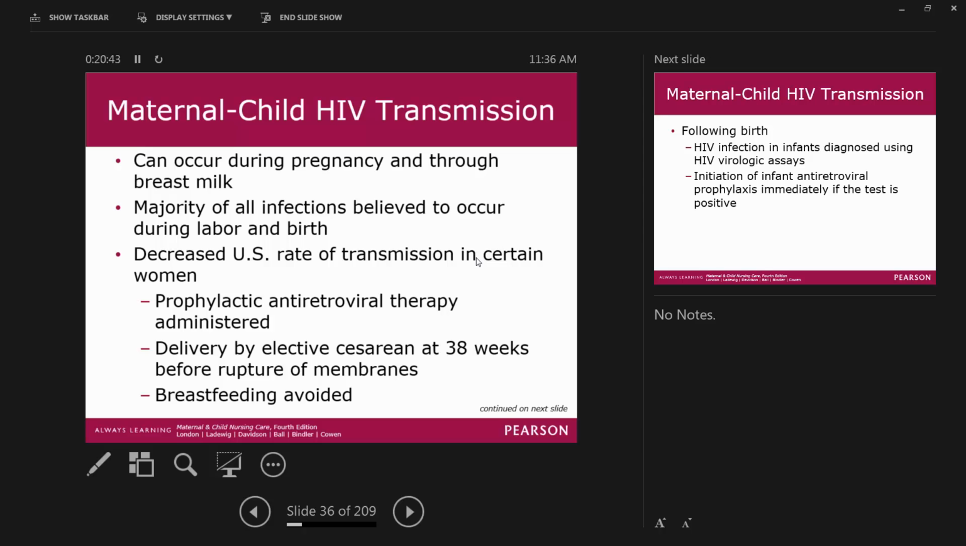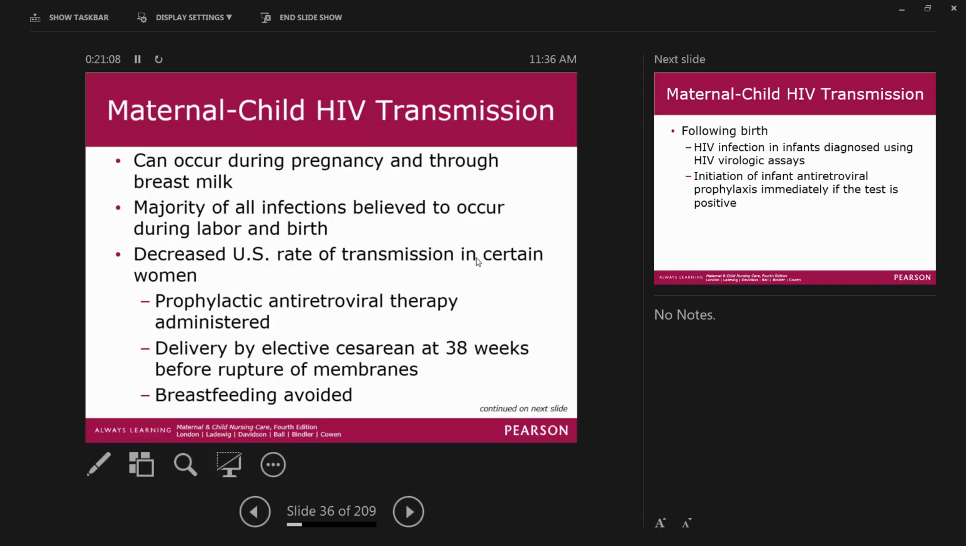HIV can be transferred during the pregnancy or through breast milk. So these women don't breastfeed after pregnancy or after they deliver. But the greatest risk to baby is at or around the time of birth. So these women are usually scheduled for a C-section before they go into labor.